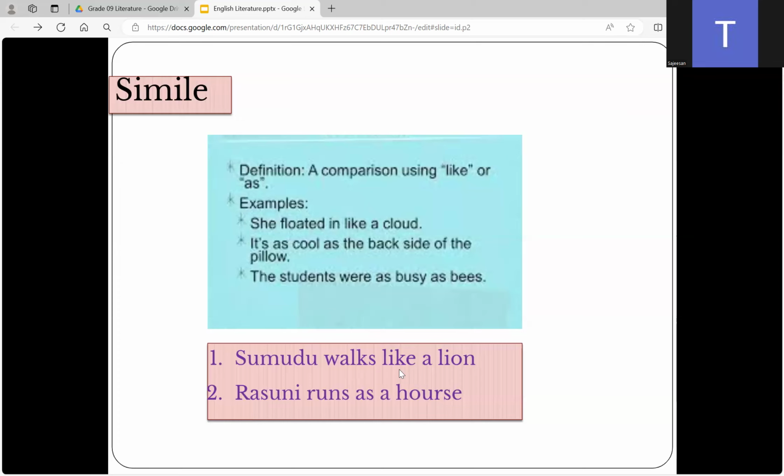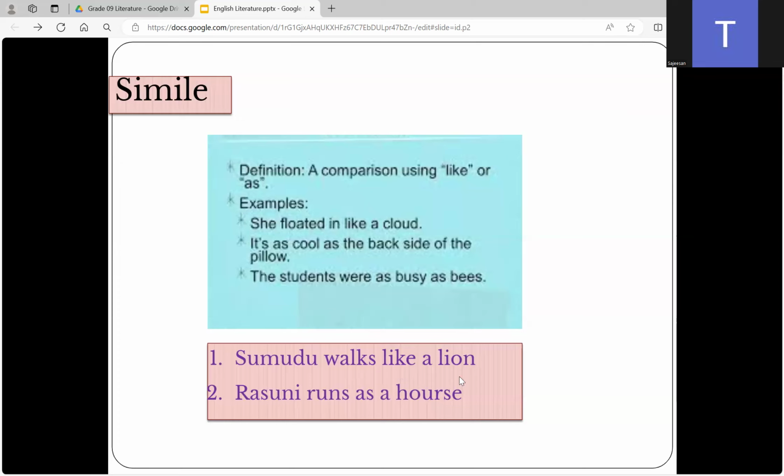So these are the words mostly used to show the figurative language called simile. Simile is one of the poetic devices. It is used to compare one thing with another. A particular action of an animal or of some other people can be compared with another.